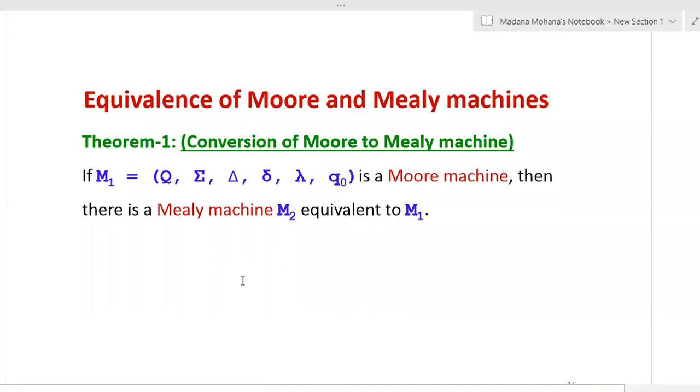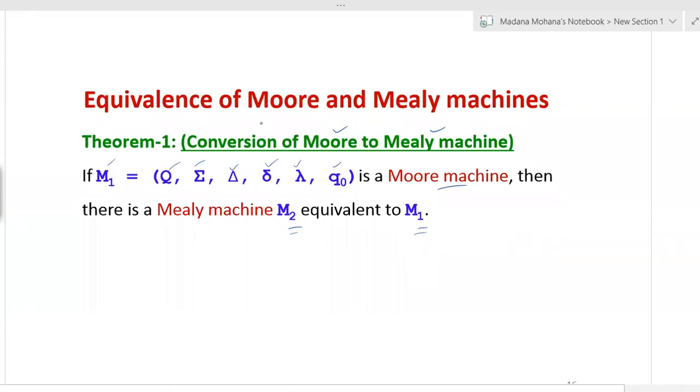Theorem 1 shows the conversion of a Moore machine to a Mealy machine. That means a Moore machine is given, and from it we construct its equivalent Mealy machine. The theorem: if M1 equals (Q, sigma, delta, the transition function delta, the output function lambda, Q naught), the same 6 tuples used in a Moore machine, then there is a Mealy machine M2 equivalent to M1.